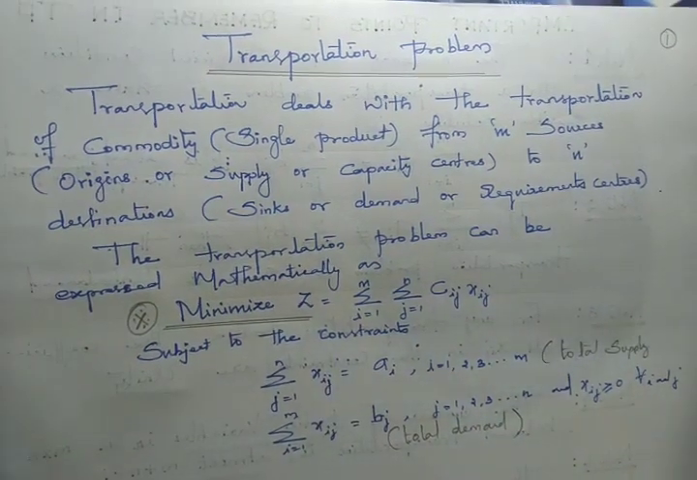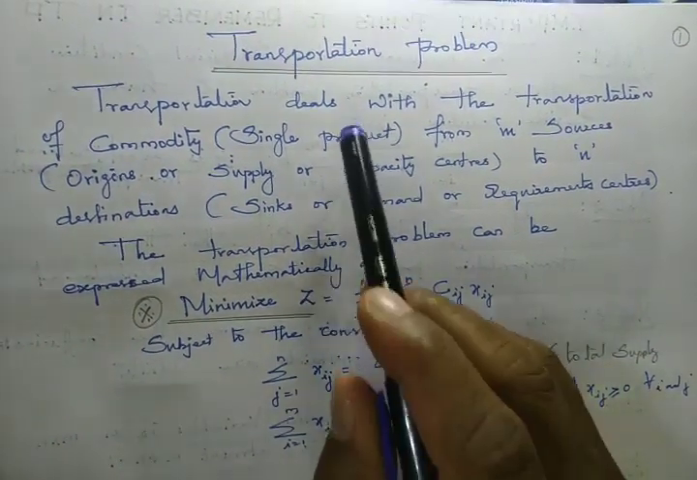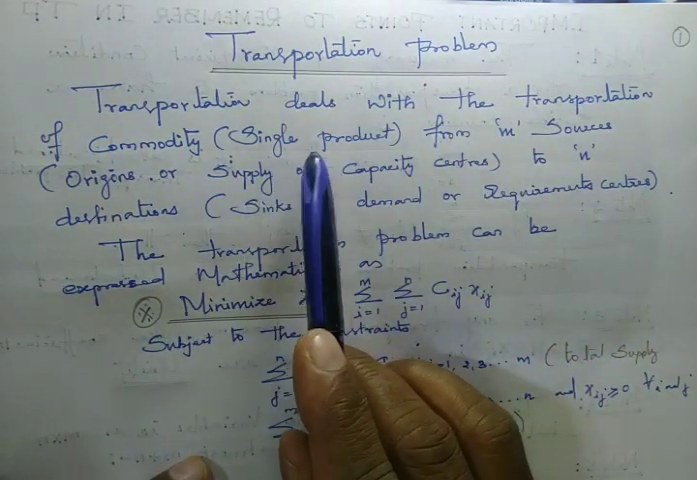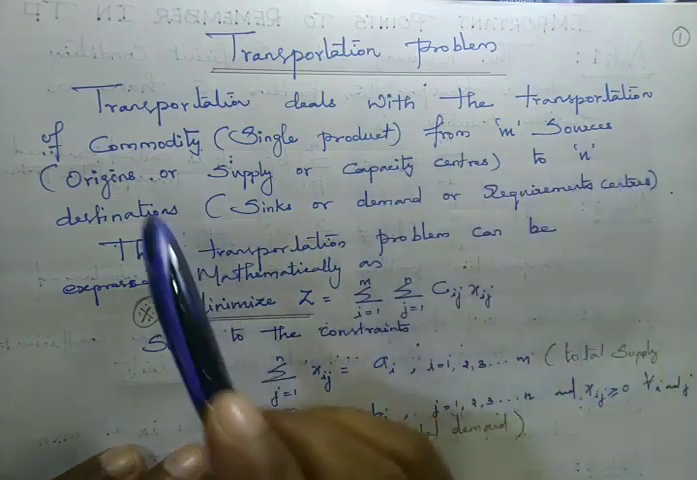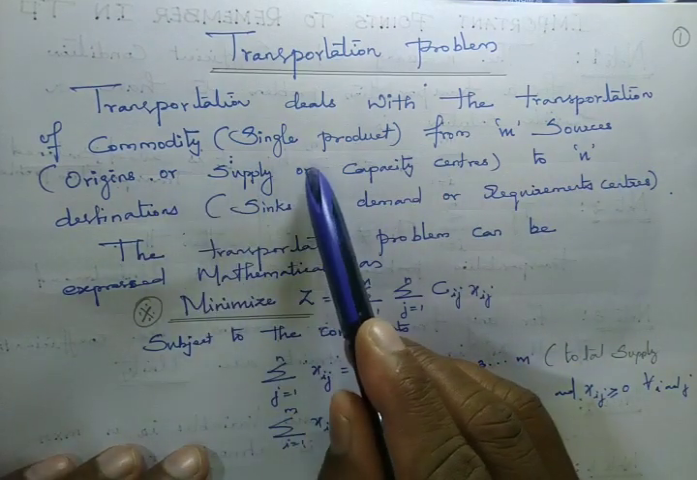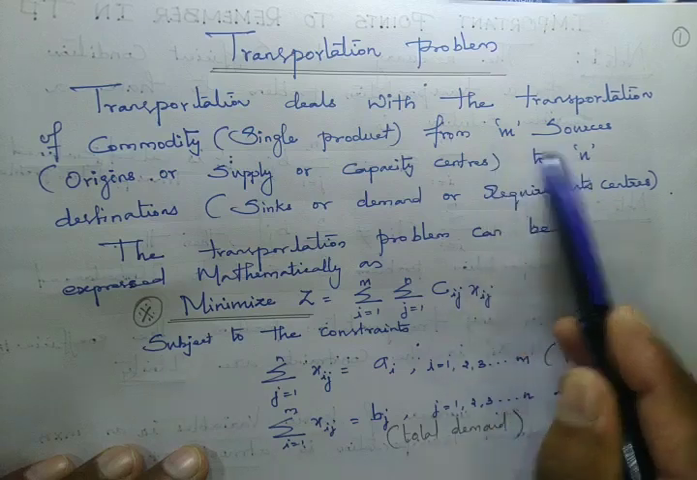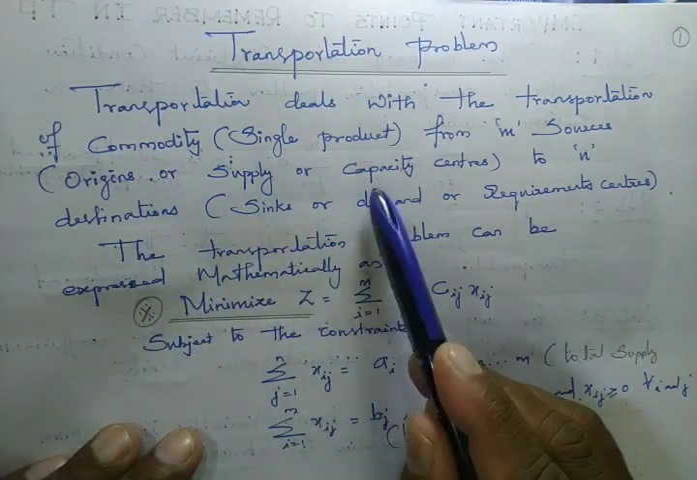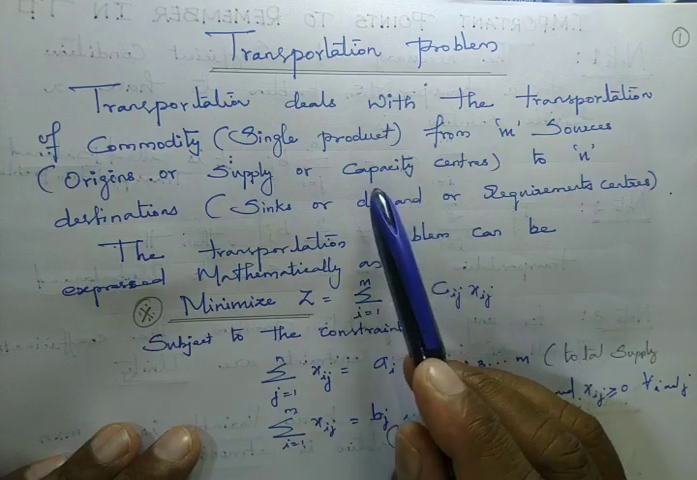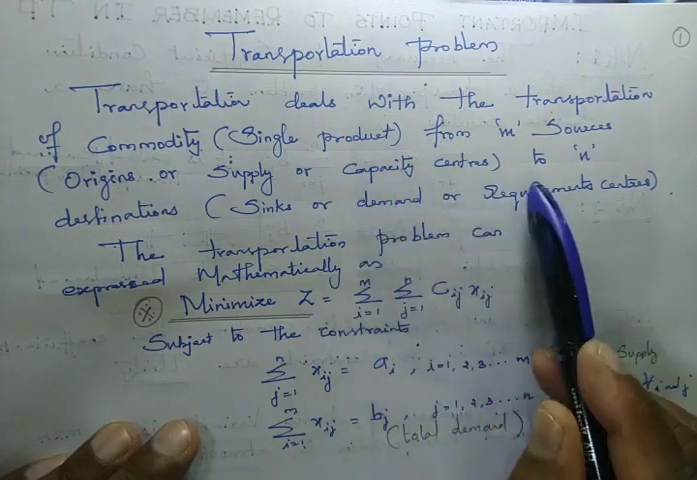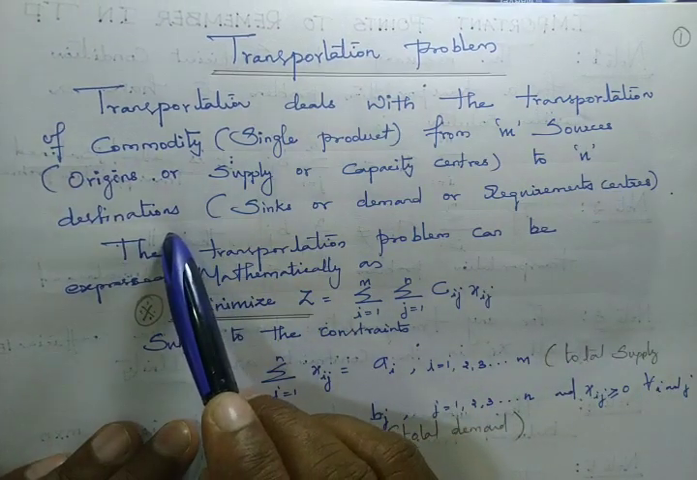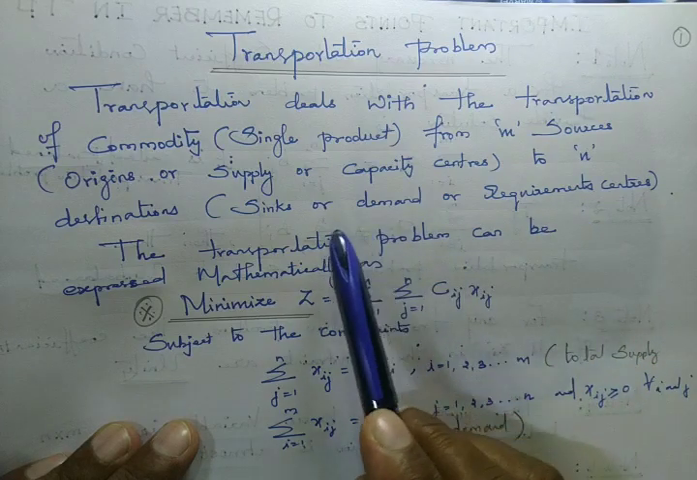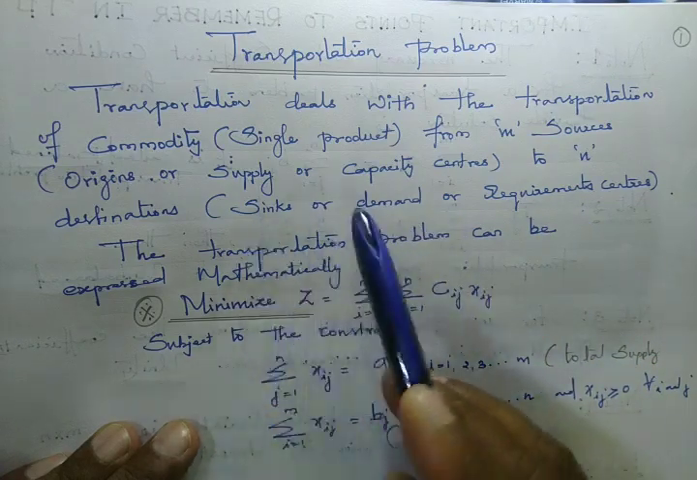Good morning, friends. Now we are going to discuss the transportation problem in operations research. Here, the transportation problem deals with the transportation of a commodity, a single product, from m sources, which may be called origins, supply, capacity, factory, or warehouse, where it is available or manufactured, to n destinations. The destinations may be called sinks, demand, or requirement places. So we are going to transport goods from one place to another.